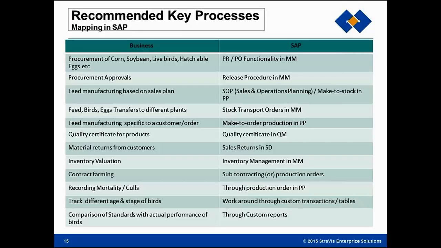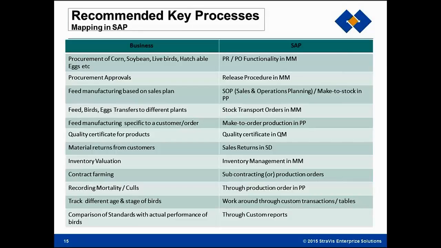Inventory valuation is a standard feature in SAP using inventory management. Contract farming can be done using subcontracting or production orders. Recording mortality and culls can be done using production orders in SAP and using quality management module. Tracking different age and stage of birds can be done by using some workarounds through custom transactions and tables, because this is not a standard feature in SAP.